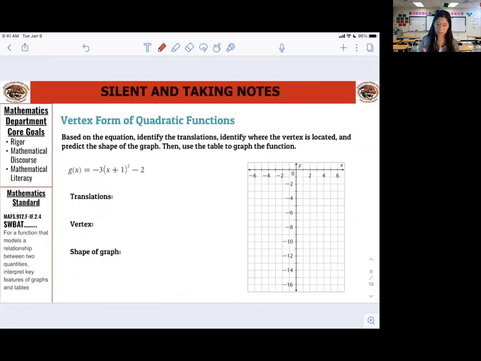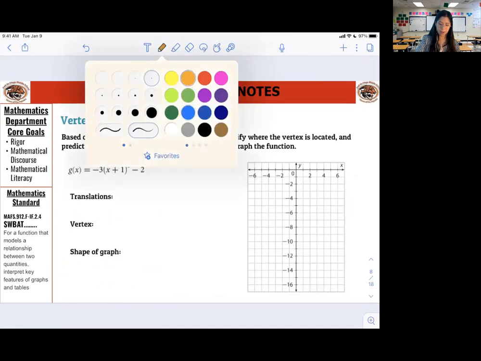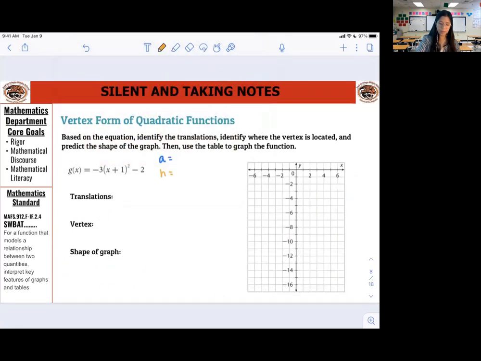Okay, so first thing, we're just going to break down the equation, same as before. I want you guys to tell me, what is the value of A, what is the value of H, and what is the value of K? So, what is A? -3. Good. What's H? -1, good. And K? -2. Awesome.